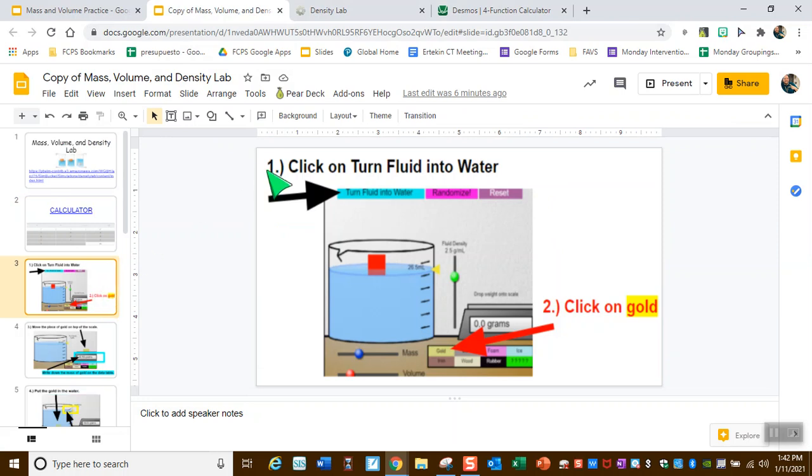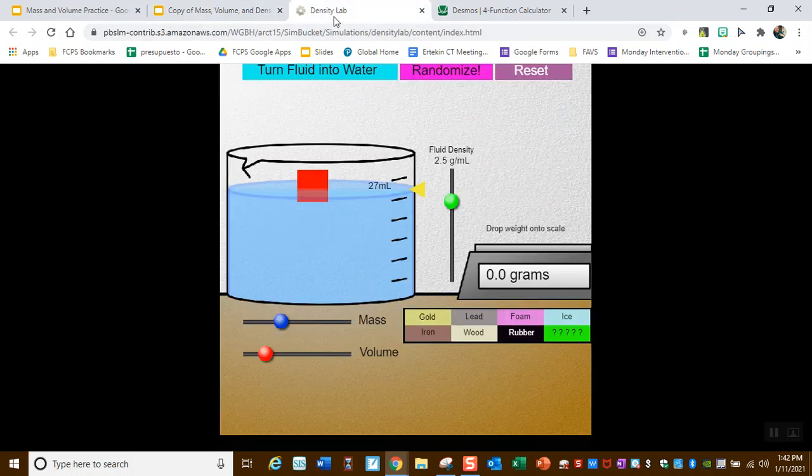Okay, step 1. Click on Turn Fluid into Water. Right here. Do this now. You can click pause at any time to do the steps with me.